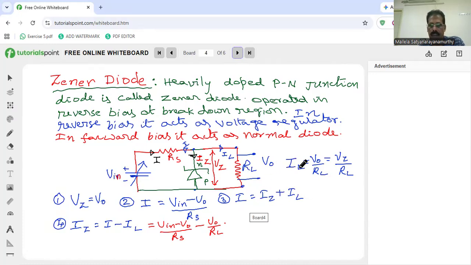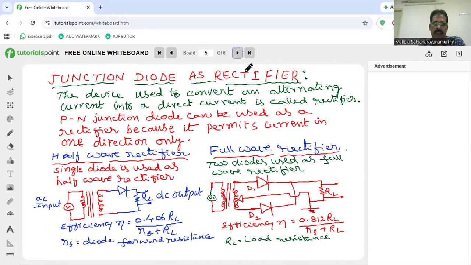What is the load current? Load current is output voltage by load resistance, or Zener voltage by load resistance. So what is the Zener current here? Zener current Iz is equal to, from this equation, I minus IL. That means V in minus V0 by Rs minus V0 by RL. So this is about the Zener diode, and recently questions on the Zener diode were given.